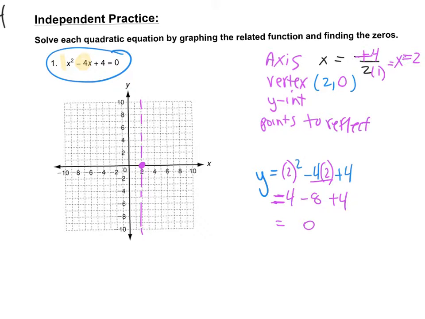My y-intercept is positive 4. Looking at my parabola equation, I know a is positive, so I know it has to open up.